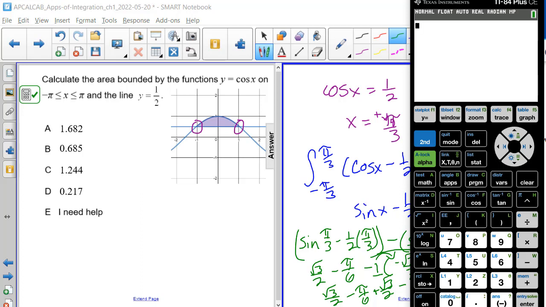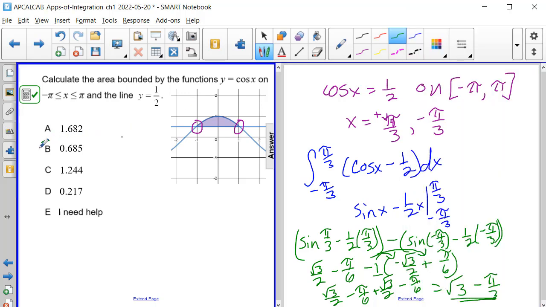So we have square root of 3 minus pi over 3. So that's equal to about 685 thousandths, or answer choice B.